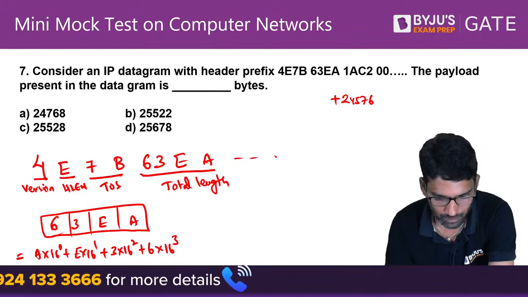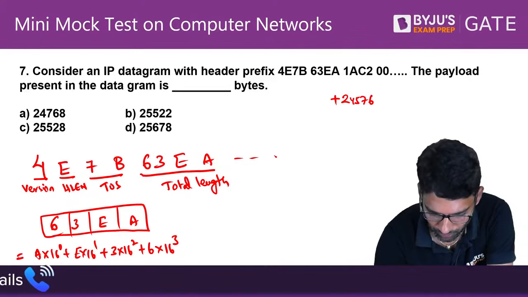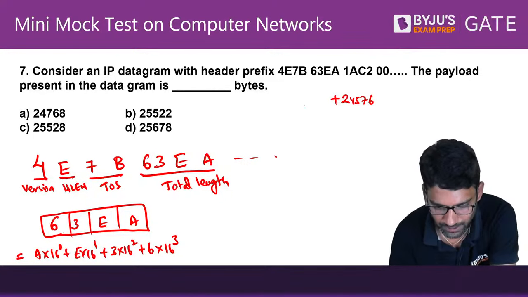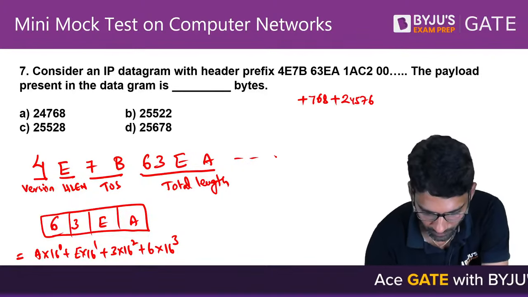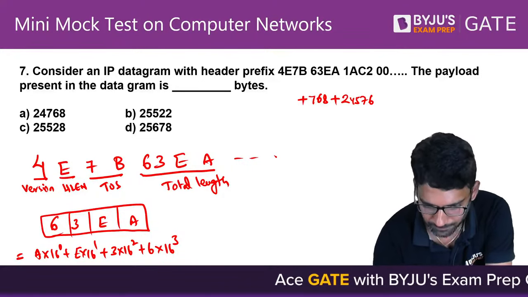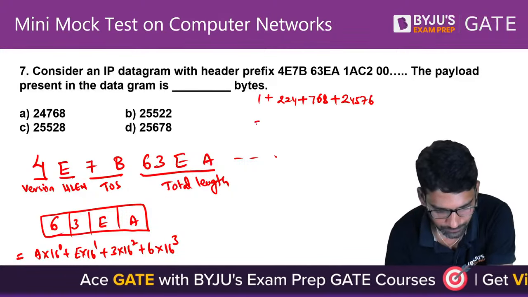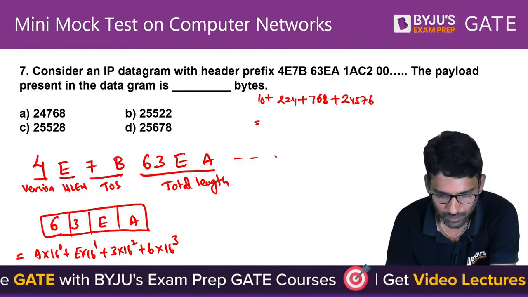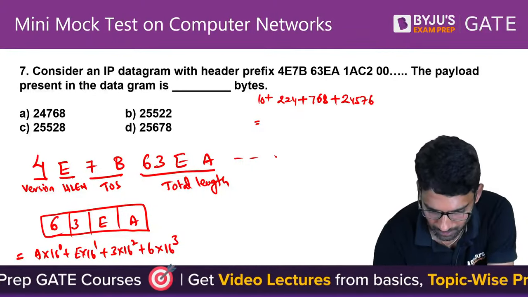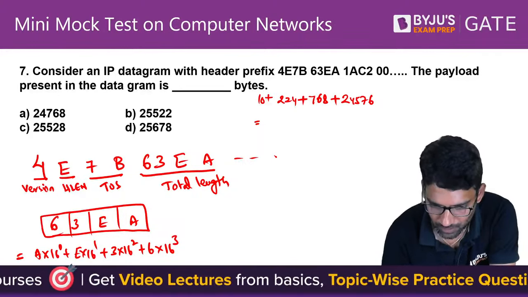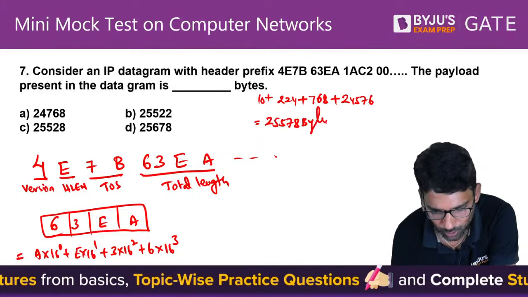Plus 256 into 3, 768, plus 16 into 14, 224, plus 1. No, not 1, 10. So 224 plus 10 plus 768 plus 24576. So altogether it is 25578 bytes. This is the total length.